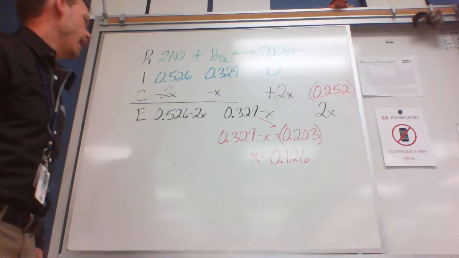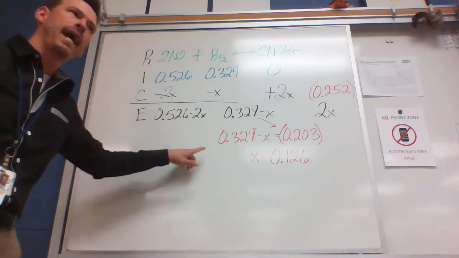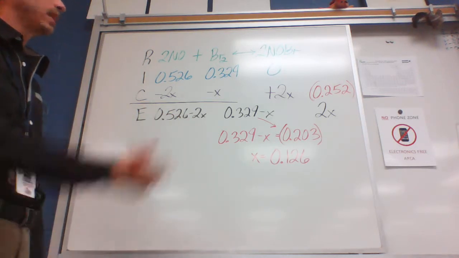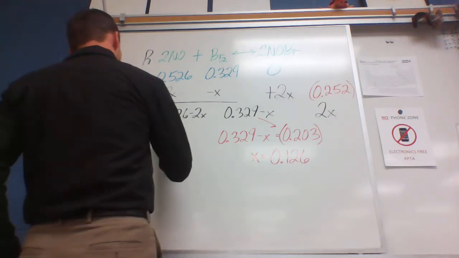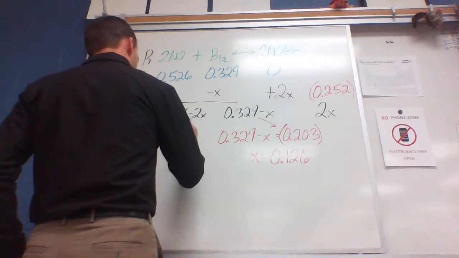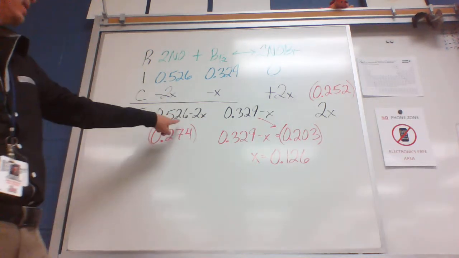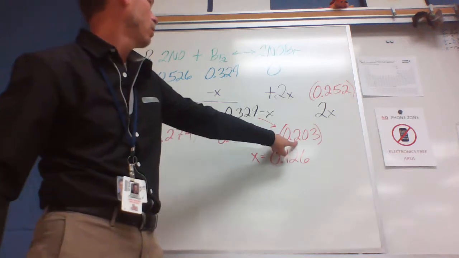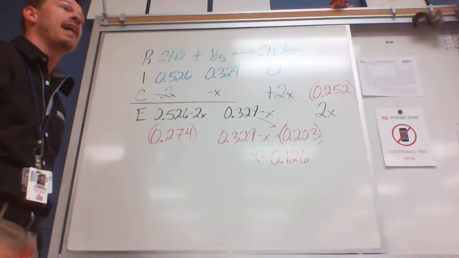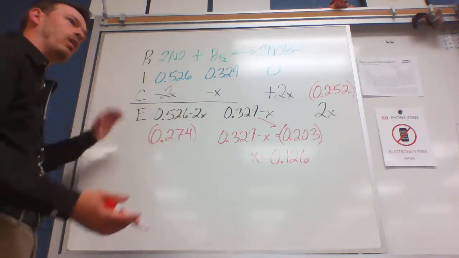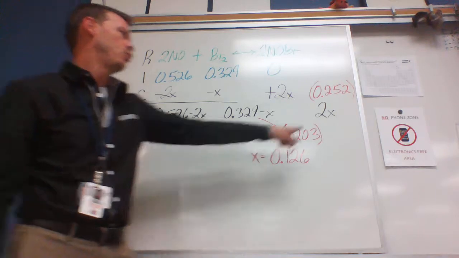All right? And then be careful here. 0.526 minus 2x. So 0.526 minus 0.252, really. And I get 0.274. So is that red number at the top right? Yeah, so there they are in order. This is NO, this is Br2, and this is NOBr. All right? And that's why at the end, you'll want to really make sure you make it nice and clear. But yeah, I just wrote 2x above there. Sorry.